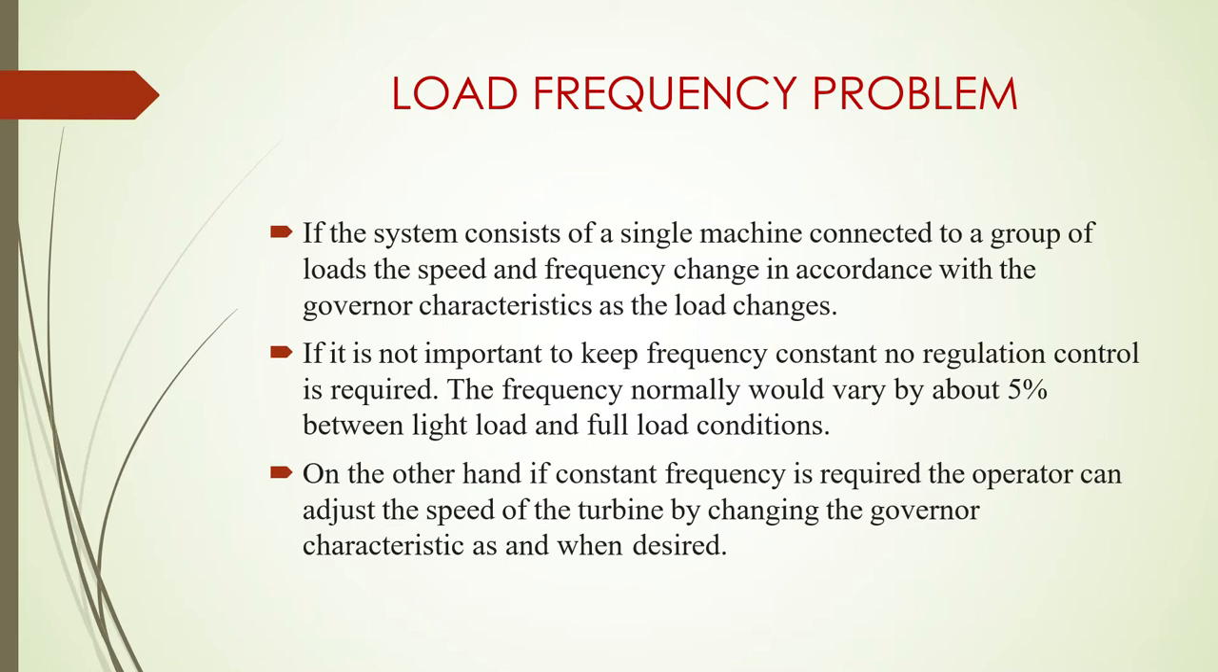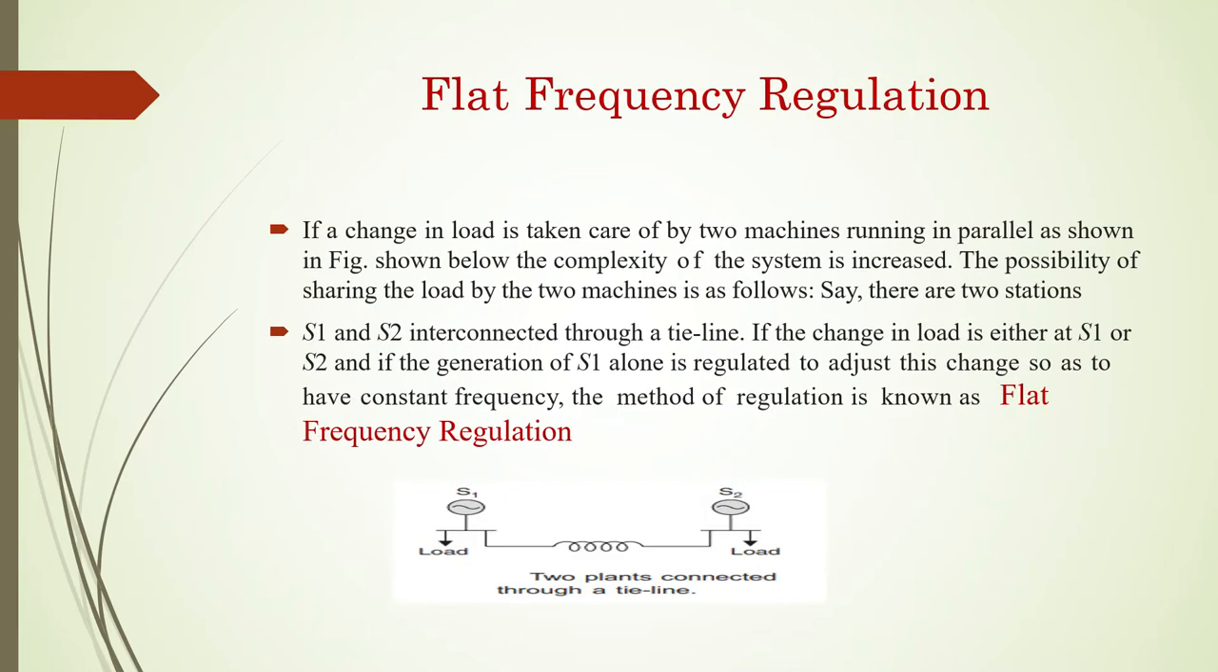Frequency normally would vary by about 5% between light load and full load conditions. If constant frequency is required, the operator can adjust the speed of the turbine by changing the governor characteristics as and when required. Now let us see a few regulations: flat frequency regulation, selective frequency control, tie line load bias control. In this diagram we can see there are two plants S1 and S2. They are connected through a tie line.